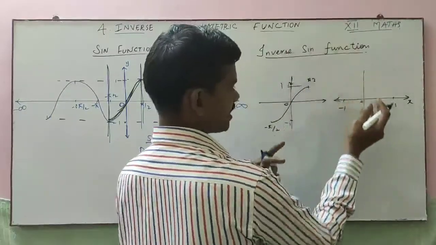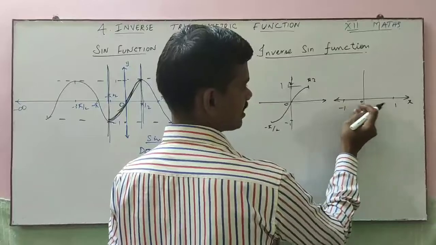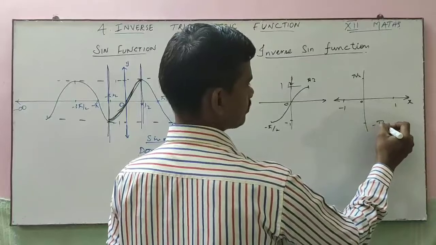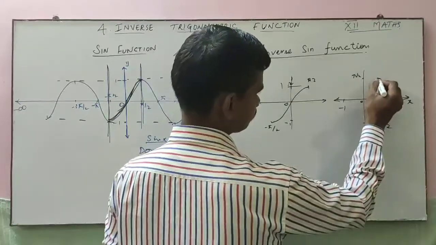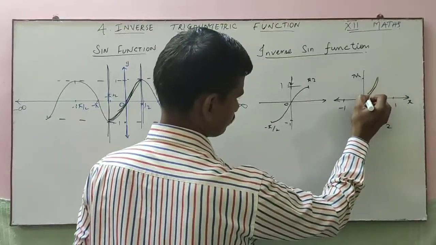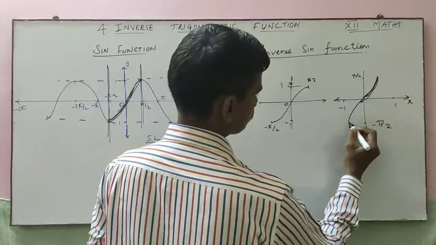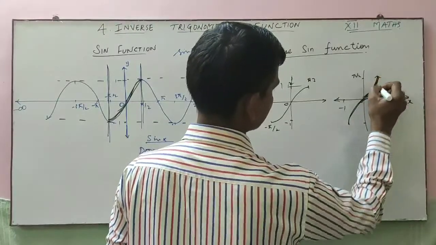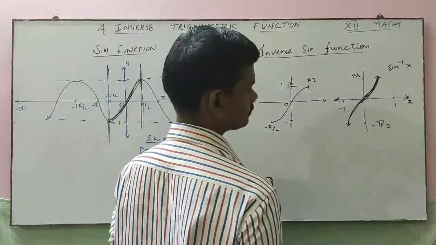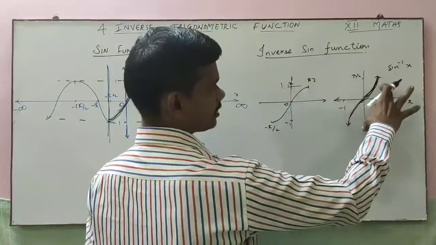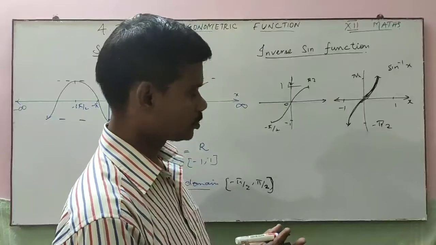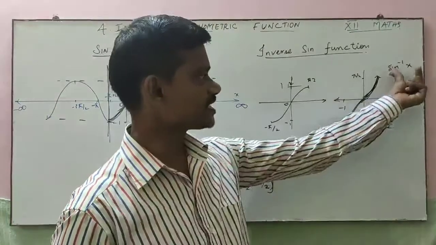When it moves to the sine inverse, x-axis has minus 1 to plus 1, and then y-axis has pi by 2 to minus pi by 2. Now the graph becomes like this. So this is the graph of sine inverse of x, which is the reflection of sine function to the restricted domain. So this is the graph of sine inverse of x.